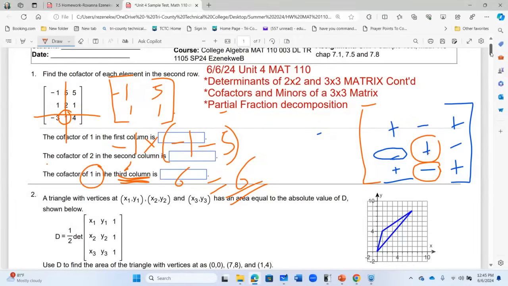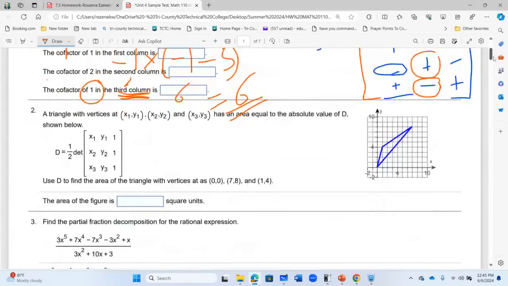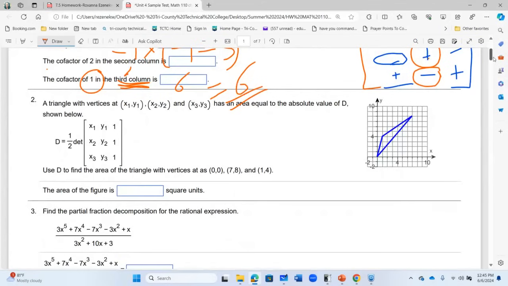All right, remember the other day we found the area of a triangle using determinants. The same way you are going to find the area of this triangle. Find the area of the triangle when you are given 3 points, the vertices of the triangle. The area is 1/2 the determinant of this. So we're going to use a calculator to find the area.